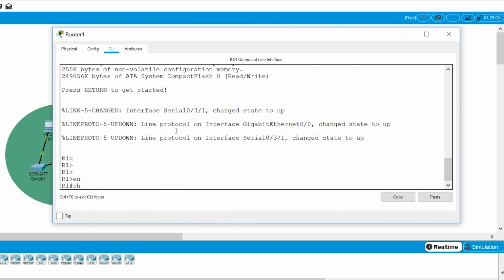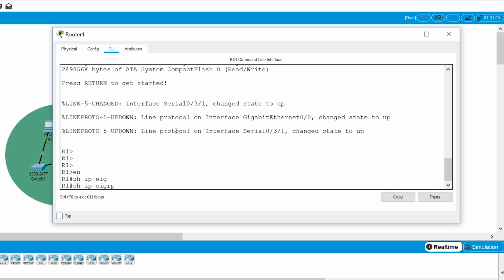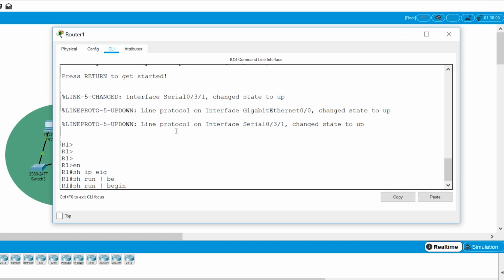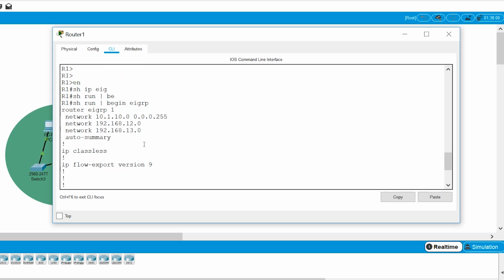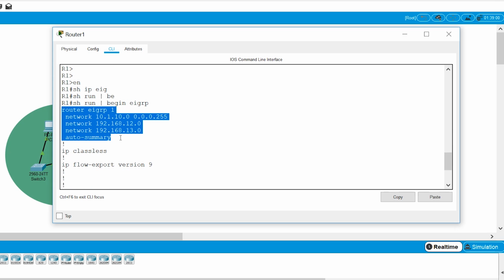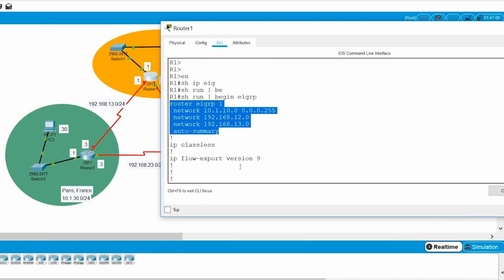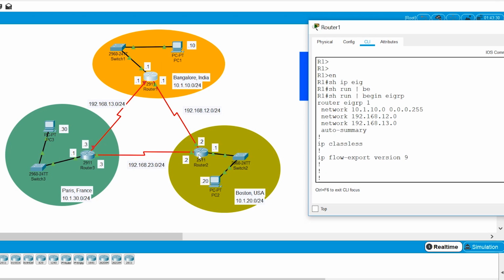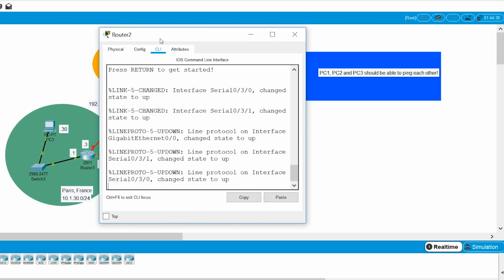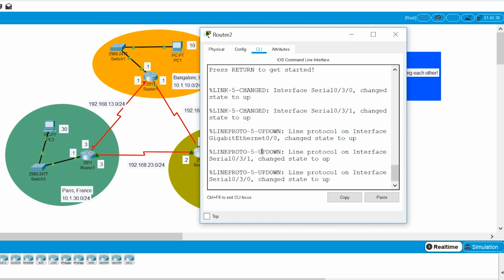Show IP EIGRP. First, let's see if EIGRP is configured on this. So show run, begin EIGRP. So IP EIGRP, yes, there is IP EIGRP configured. Okay, and let's try that on all 3 routers, so we have some understanding of whether EIGRP has been configured.